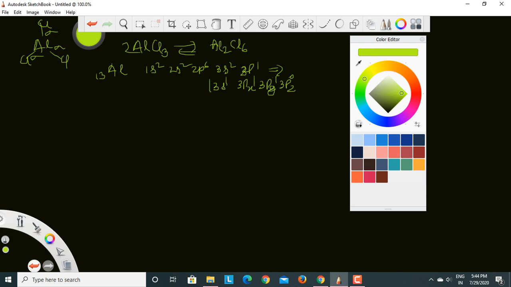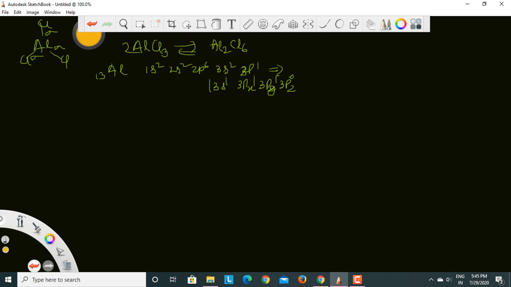For 3 sigma bonds, 3 hybrid orbitals are required. In valence bond theory you studied hybrid orbitals. In order to make 3 hybrid orbitals, 3 orbitals will take part in hybridization. So you will get sp2 hybridization for aluminium, then the unpaired electron of the sp2 orbital will overlap with the chlorine 2p unpaired electron.